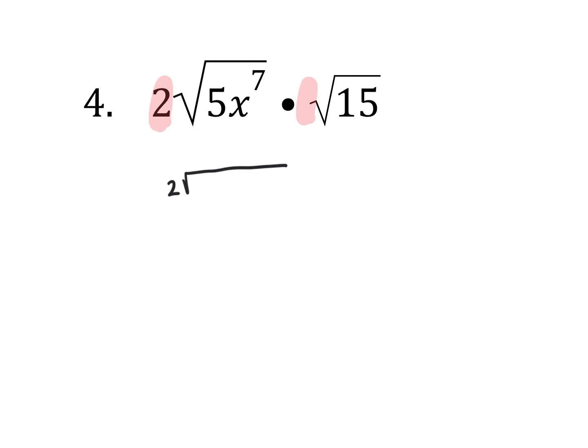And I'm going to move on to my numbers that are underneath my radical. So I have 5 and I have 15. So I'm going to multiply 5 times 15, and that's going to give me a 75. And then I look at my variables, and I have x to the 7th on my first one. I don't have any variables over here, so there's nothing to add to it. It's just going to stay the same. That's going to be an x to the 7th.